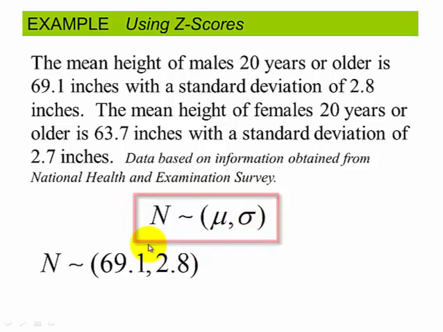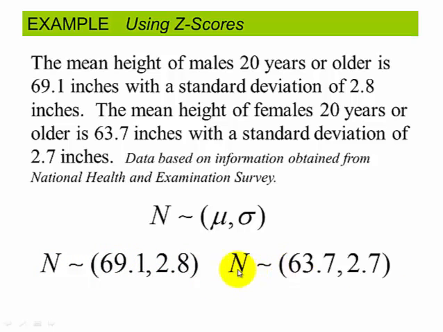In this case, for men, it's normal, bell-shaped, with a mean of 69.1 and a standard deviation of 2.8. For females, it's a normal distribution, bell-shaped, with a mean of 63.7 and a standard deviation a little bit smaller of 2.7.